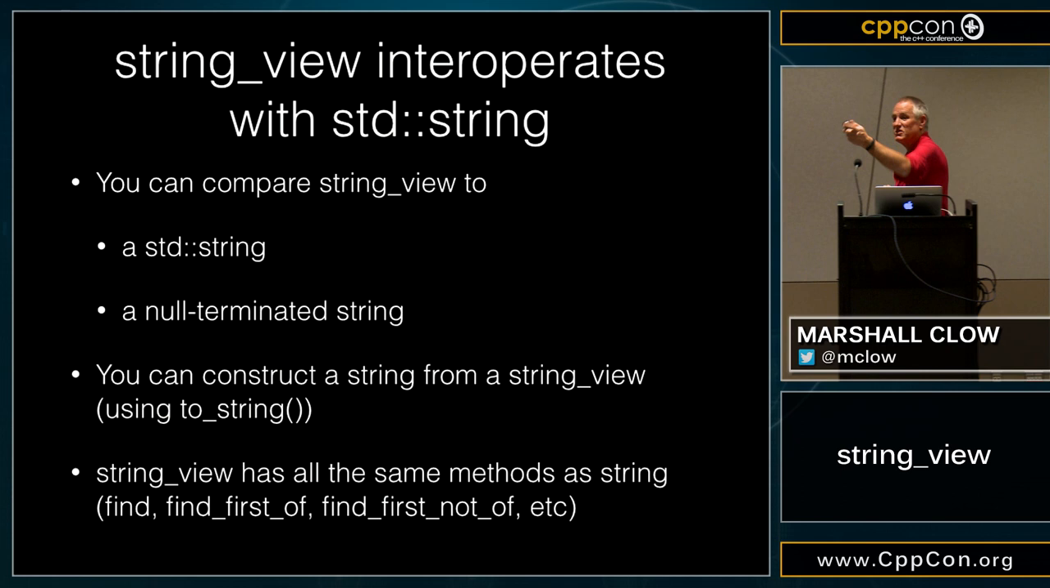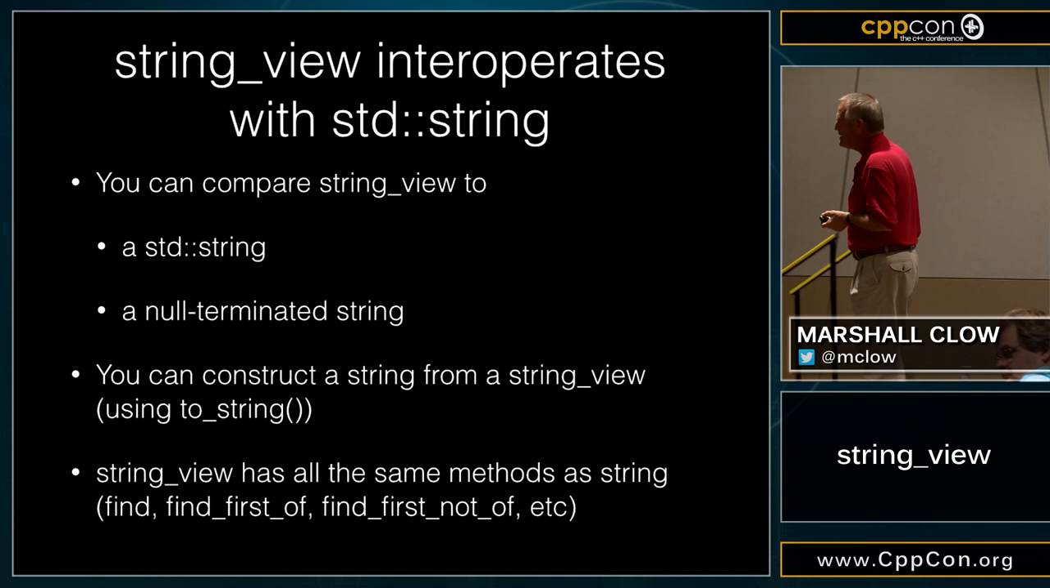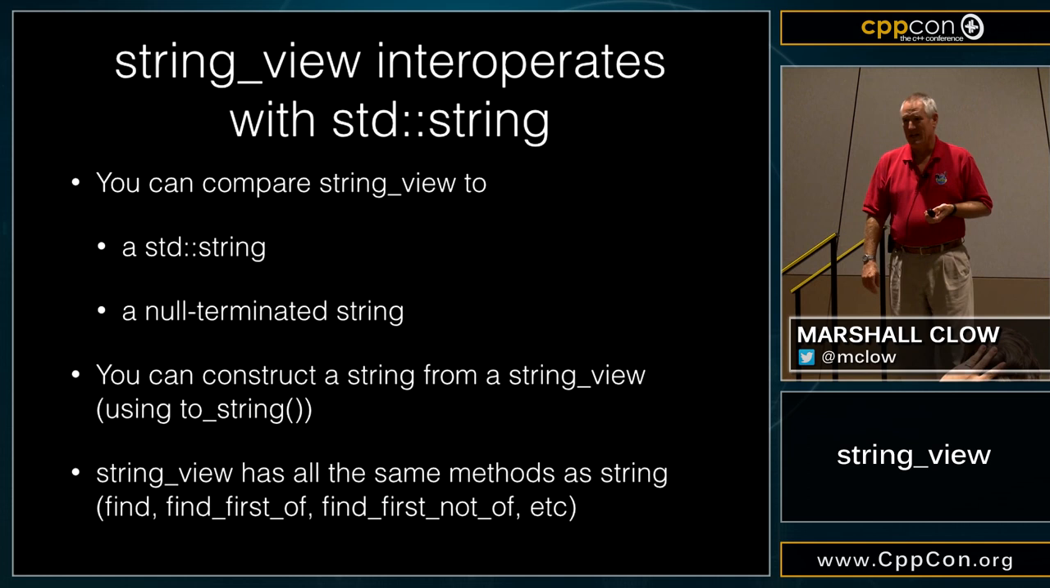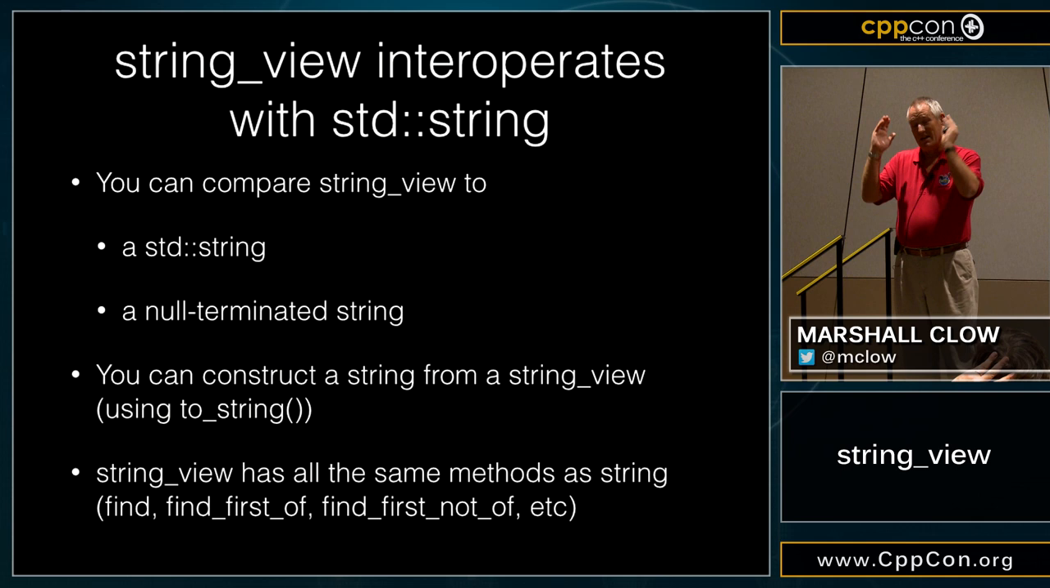I knew somebody was going to ask that. Can you construct a string view from a null pointer? Sure, absolutely. You better give it a zero length, because you can't actually indirect a null pointer. You can't reach through a null pointer. But yeah, otherwise it's undefined behavior.